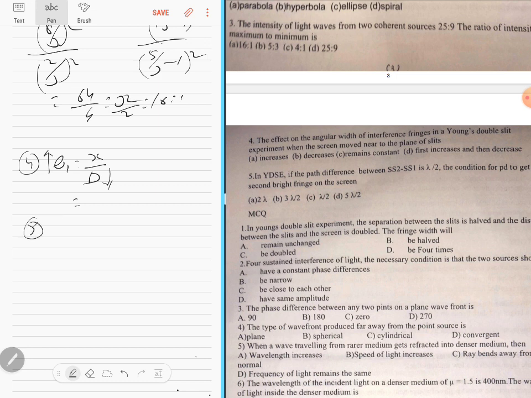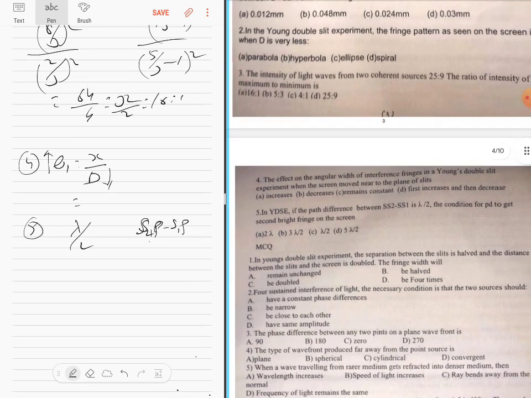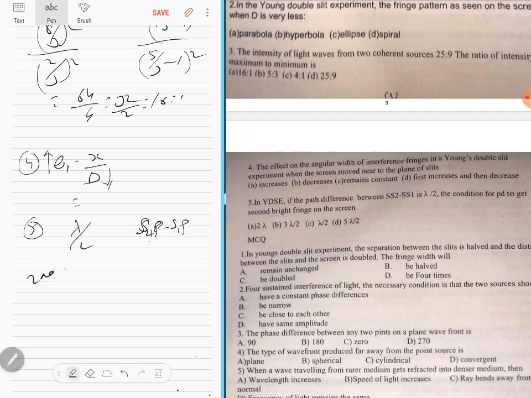Okay, so in the fifth question, in Young's double slit experiment, the path difference between S1P and S2P, that is S2P minus S1P, is lambda by 2. What is the condition for the path difference to get the second bright fringe on the screen? The question is about the second bright fringe. The path difference between them is lambda by 2.